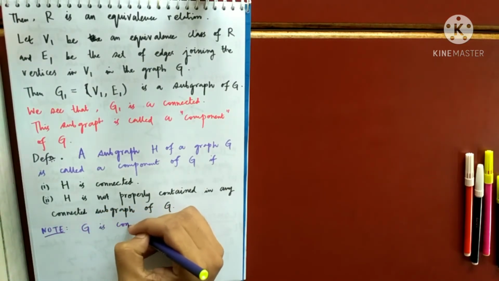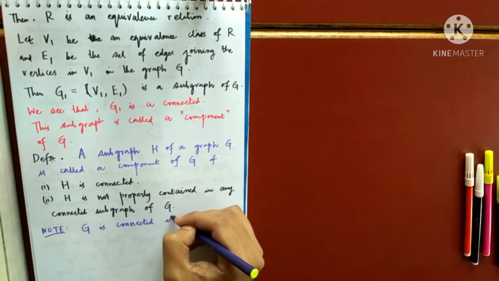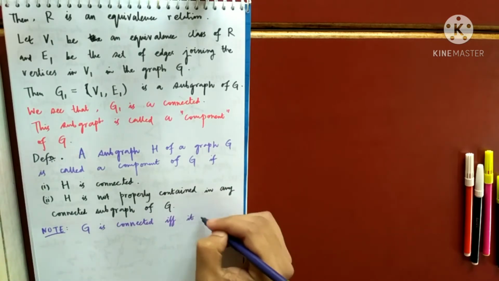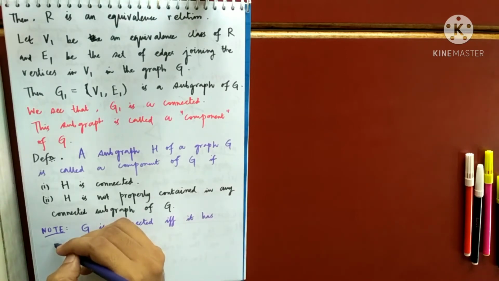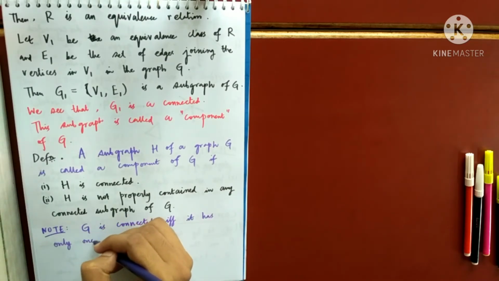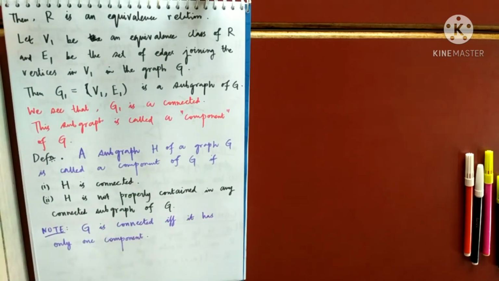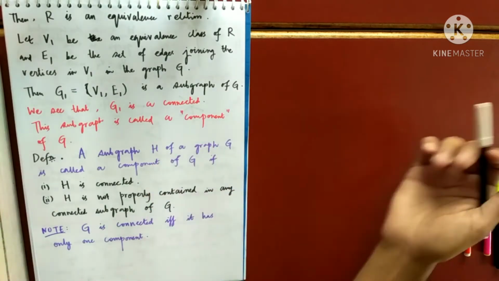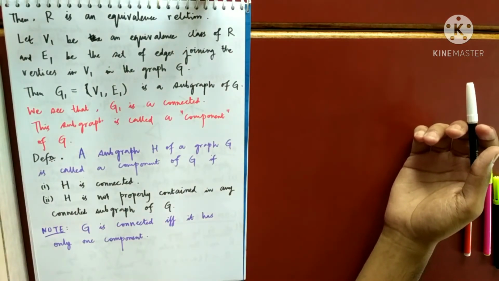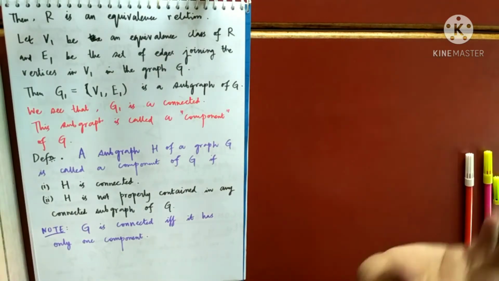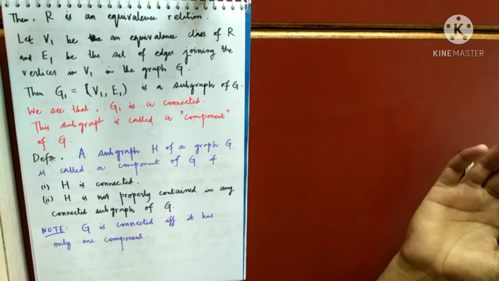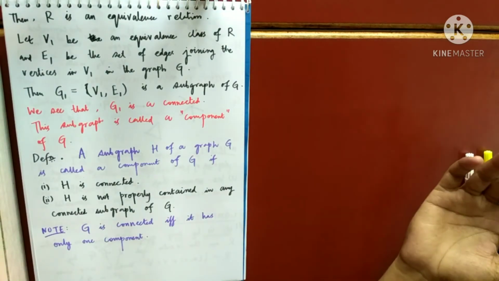G is connected if and only if it has only one component. So this is another very useful fact about components of a graph that I'll be using later on again. My graph will be connected if and only if it has only one component. This directly comes from the definition of a component. If my graph has more than one component, I will say that the graph is definitely disconnected. Understood?